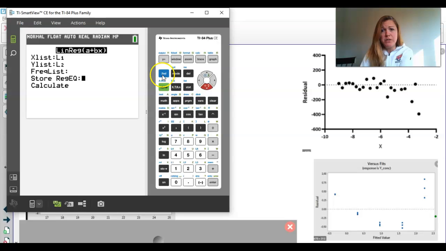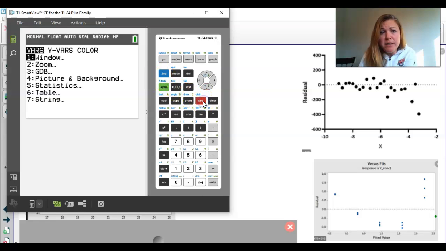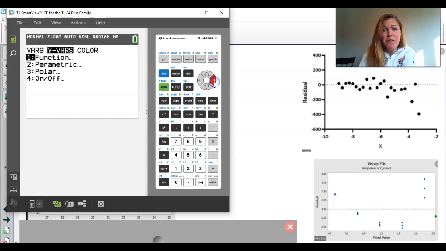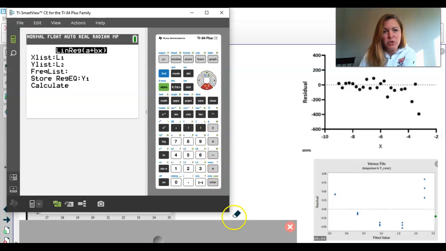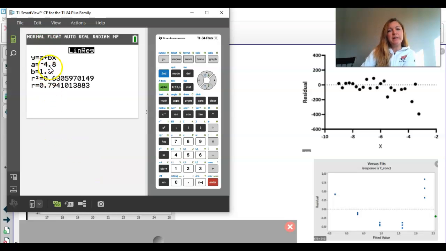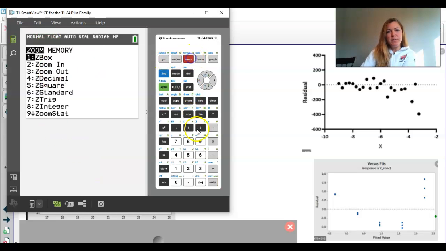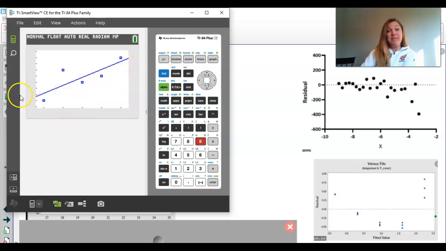Okay, so watch what I'm going to do. I am going to go to vars. I'm going to go over to y-vars. And if you have an old calculator, I can show you how to do this during office hours. Y1, it's not necessary. You don't have to store it. And I'm going to calculate. So we have our regression equation there. And if I go back to zoom 9, what happened is now we have that line going through it.